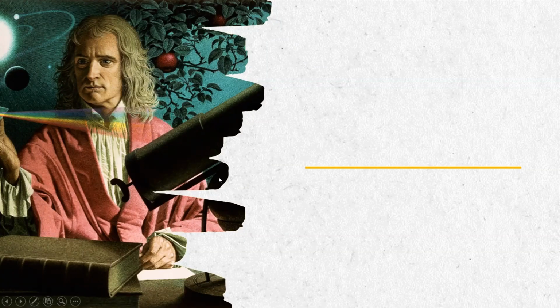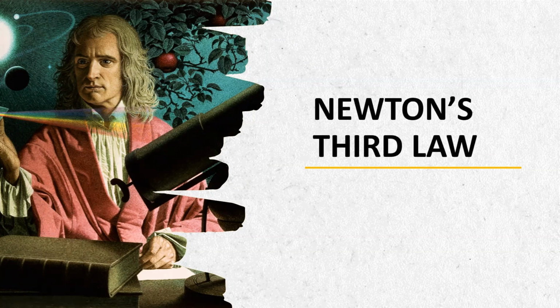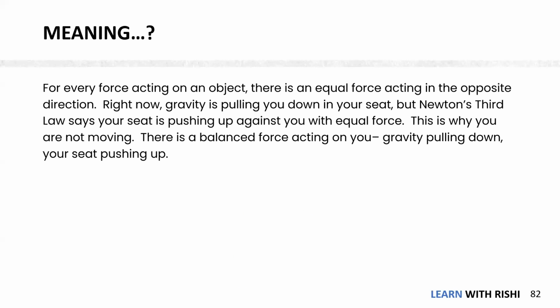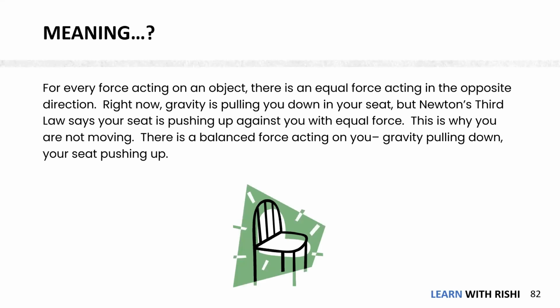Now let us learn about the third law of motion. Newton's third law of motion states that every action force has an equal and opposite reaction force, which act simultaneously. Now what is the meaning of this statement? For every force acting on an object, there is an equal force acting in the opposite direction.